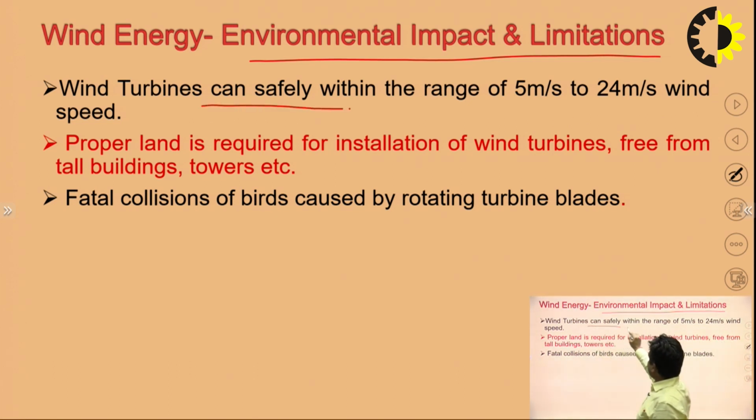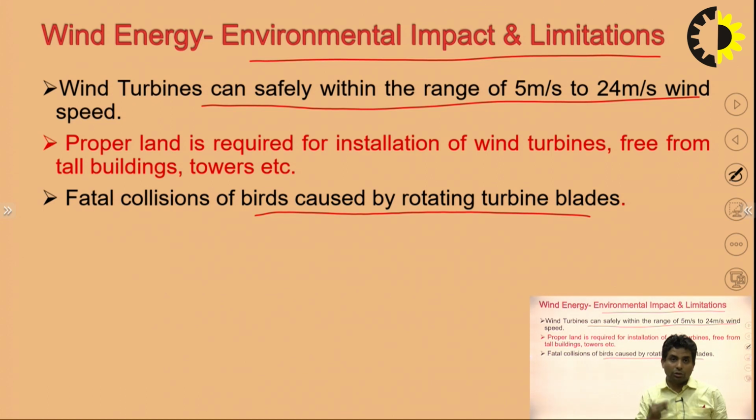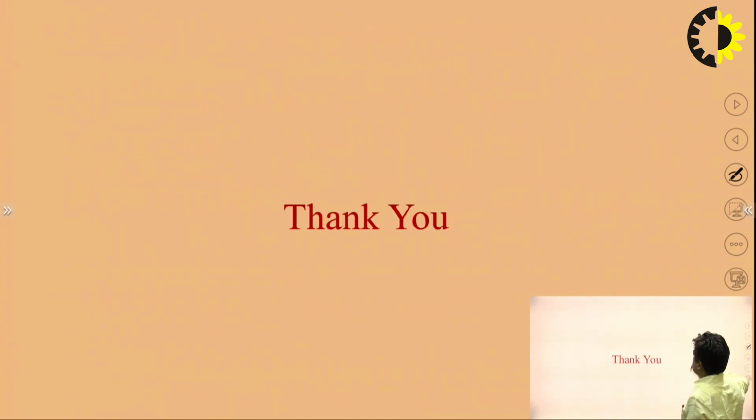Wind turbines can operate safely within the range of 5 meters per second to 24 meters per second wind speed. Proper land is required for the installation of wind turbines, free from tall buildings, towers, etc. Fatal collisions of birds can be caused by rotating turbine blades: the blades are continuously rotating and when birds fly in, fatal collisions can happen. So this is the environmental impact and their limitations.